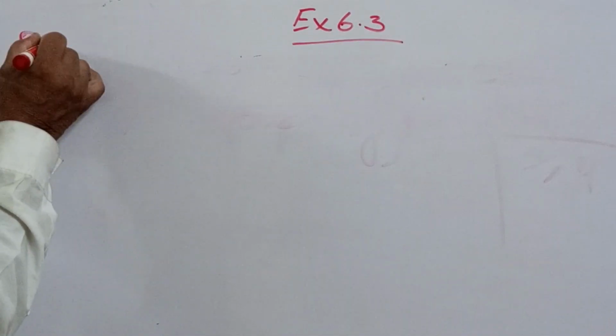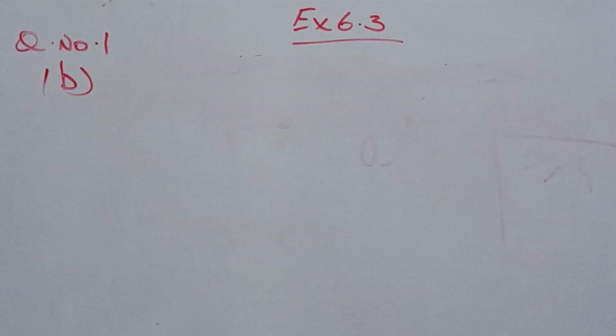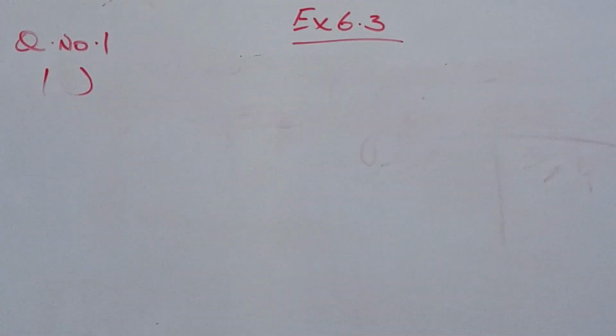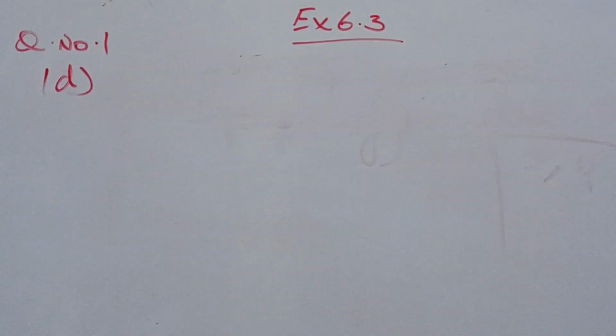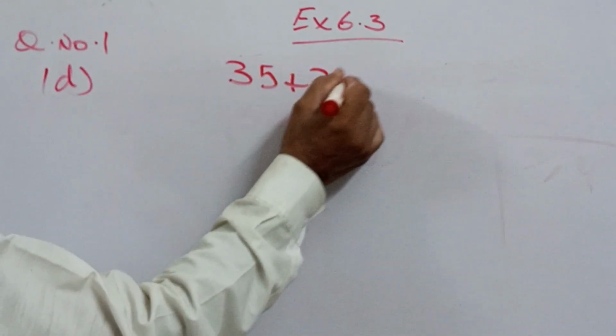Question number 1, part B. Rather, let me take D. The example I did was the same as B. Now D is 35 plus 25t.